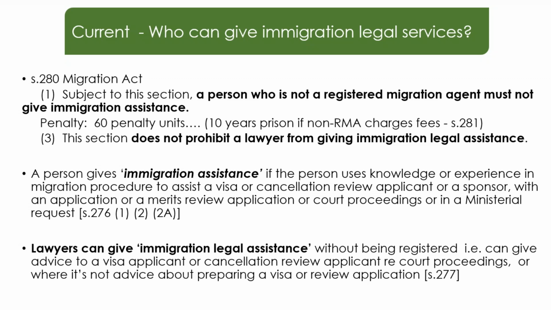That is, they can give advice about court proceedings, or where it's not advice about preparing a visa or merits review application or a sponsorship or ministerial intervention matter. It's a strict liability criminal offence, 60 penalty points. If you charge fees for this and you're not a migration agent, the maximum penalty is 10 years prison. The scheme has resulted in dual regulation of lawyers who register as migration agents to provide the full range of immigration services.